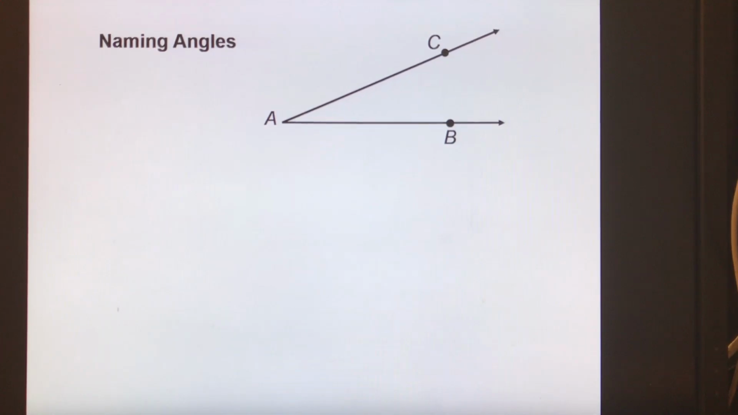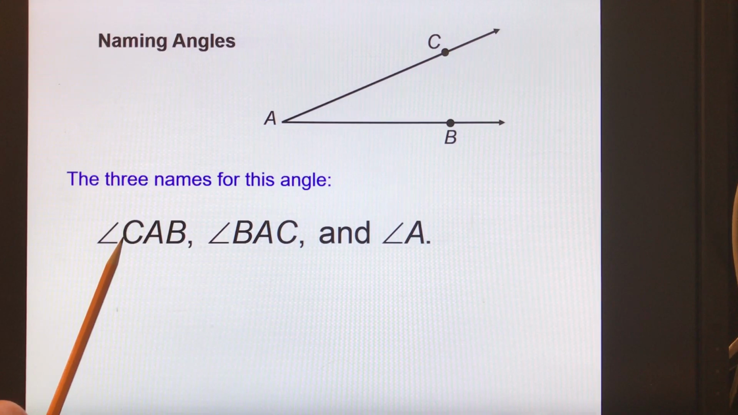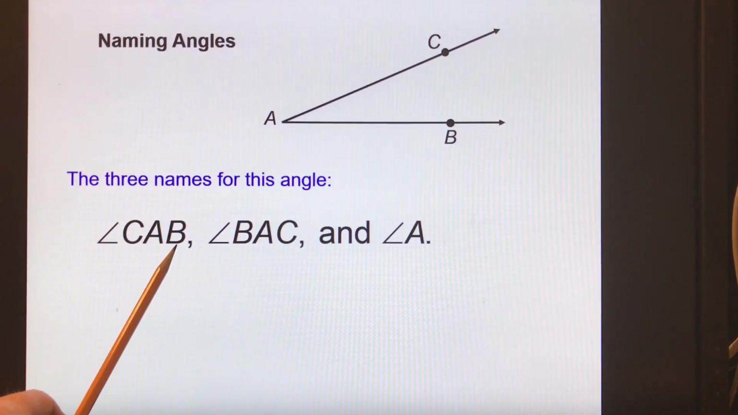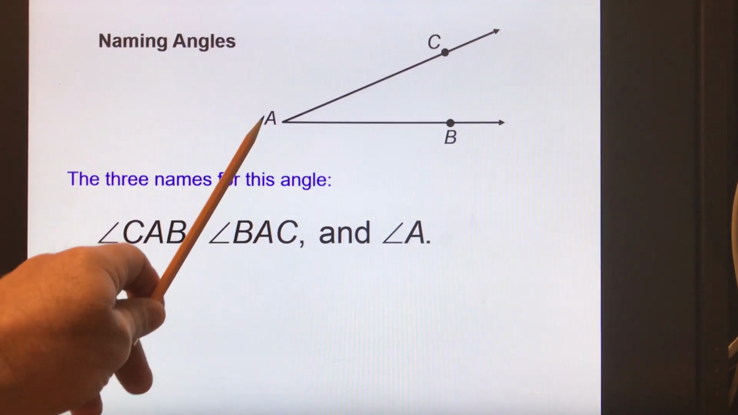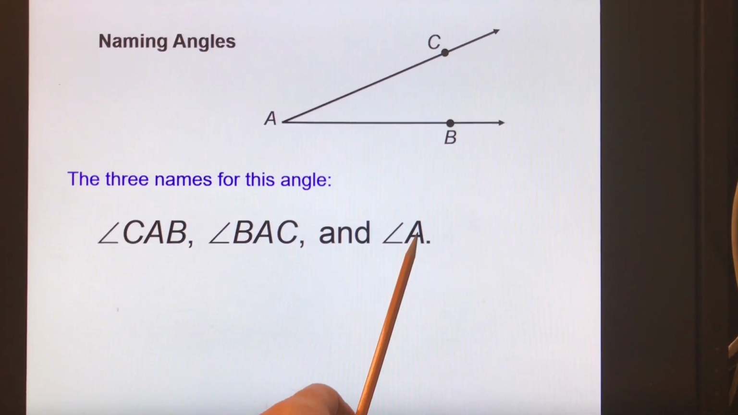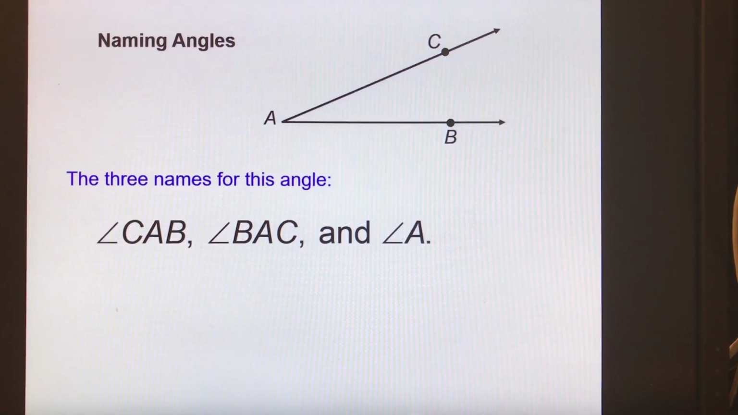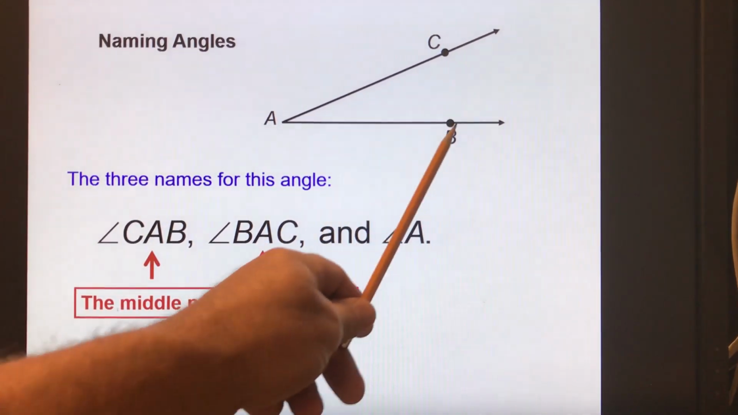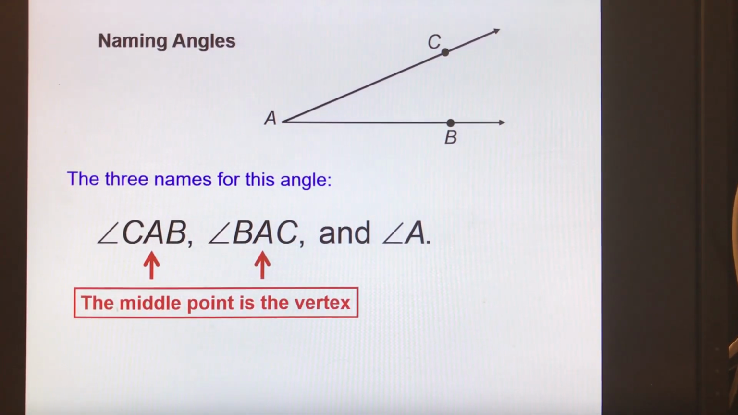So if we're going to name this angle here, there are several ways to name an angle. When you're using 3 points, you want the middle letter to be the vertex. And then this one here is with one letter, which is the vertex again. You can go BAC or CAB, but A in the middle, okay?